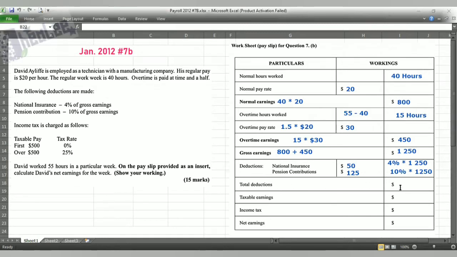The next thing that you're asked for is total deductions, but I'm not going to put this in as yet because we have our income tax, which is also a deduction. So we'll wait until we put in our income tax to generate our total deductions.